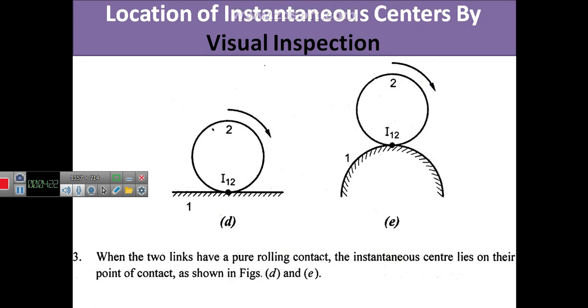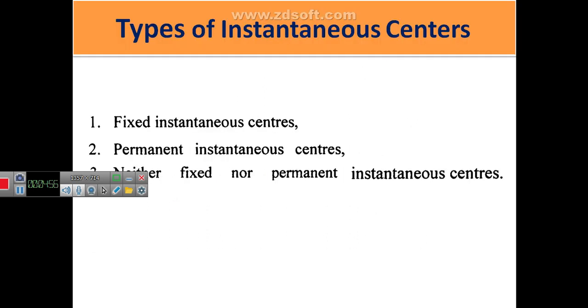Then the third one is two rollers, or a roller on the floor. The first example is a roller on the floor. The floor is marked as 1 and it's a fixed one. Over that, the roller is going to rotate. So the point of contact between the two has the instantaneous center. The second example is one roller rolling over another roller. So the point of contact has the instantaneous center I12. Likewise, you have to mark all the instantaneous centers for the arrangement.